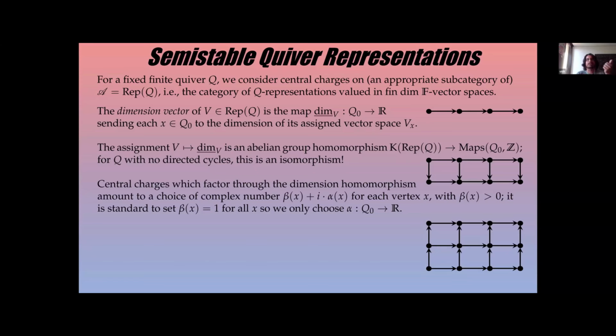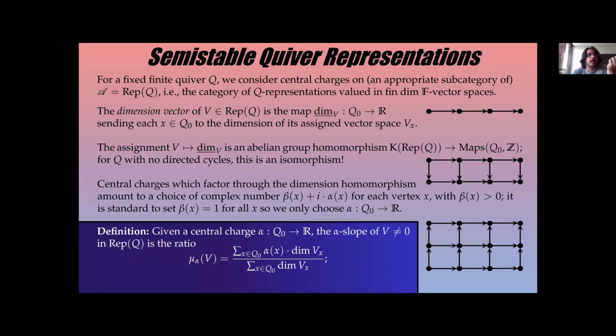There are no directed loops, so that's pretty good. This isomorphism property will hold for everything I say. Central charges which factor through this dimension homomorphism are basically giving you a complex number, beta x plus i alpha x, for each vertex x. And beta x, the real part, has to be, remember, in the right half plane, so it has to be strictly positive. It's standard to set beta x equal to 1 and reduce all the thinking we have to do about the imaginary component. Everything will live on the line where the real axis equals 1. We could have made it 1/2 and played some games with the Riemann hypothesis or something, but we did not do that. Everything's going to normalize to 1.